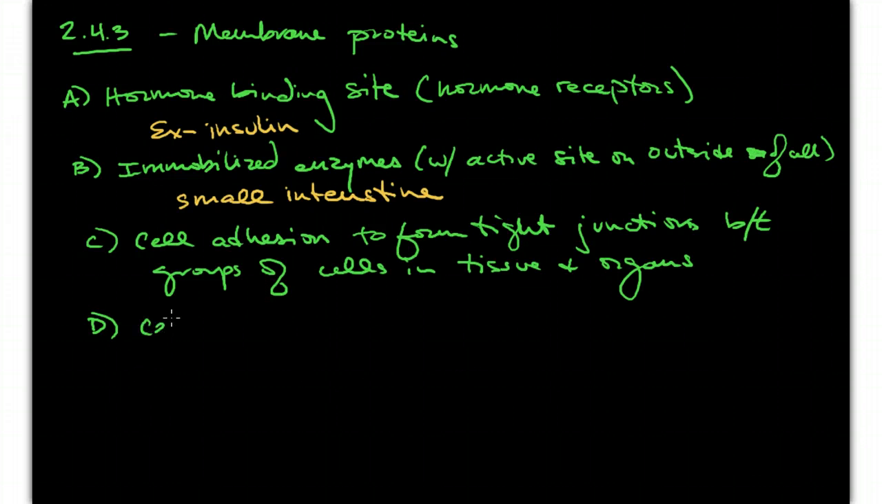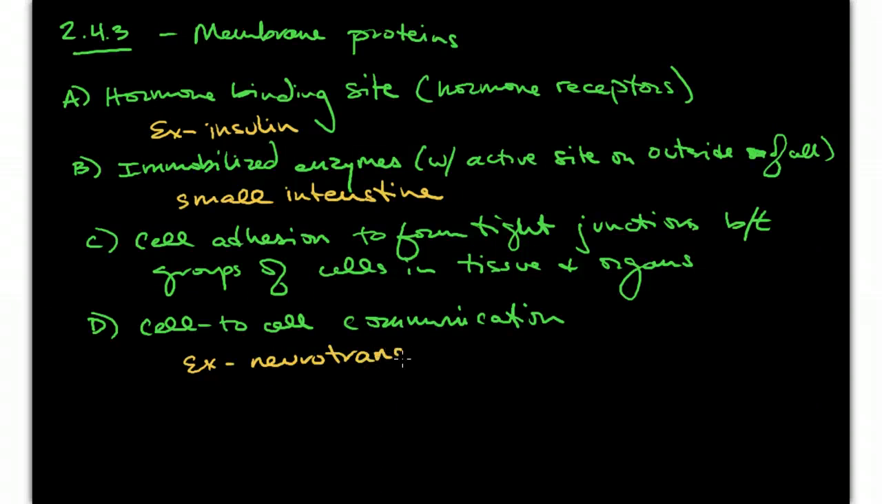There's also cell-to-cell communication. This relates a little bit more to the bacteria talk that we watched, excuse me. But another example would be neurotransmitters, or chemicals that are used to send signals from nerve to nerve, neurotransmitters in nerve cells.